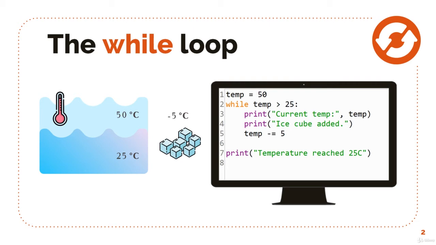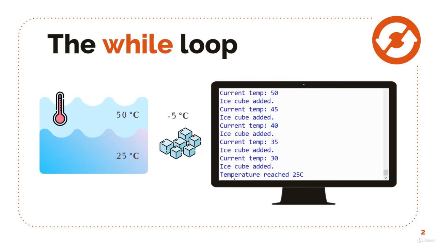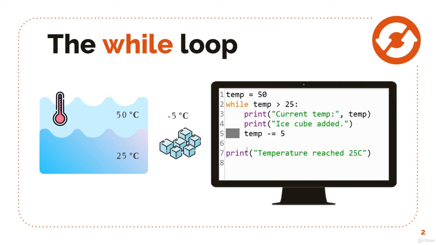Now, if we go ahead and run that, as you can see, the loop breaks now because the temperature is being updated in each loop till it comes down to 25 degrees, at which point the while statement becomes false, thus ending the loop. So in a nutshell, the while loop is like the if statement, except it keeps running as long as the statement stays true.